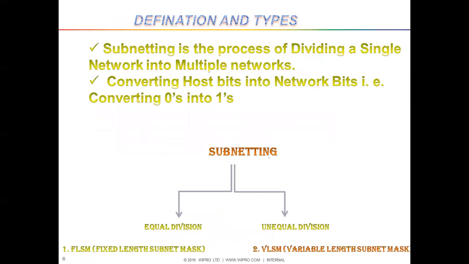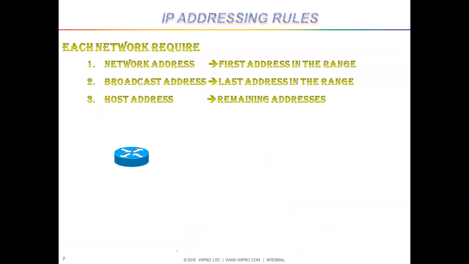Next, the definition of types. There are two types of subnetting: equal division and unequal division. That is also called FLSM and VLSM, fixed length subnet mask and variable length subnet mask. Okay, there are some rules for assigning IP addresses.